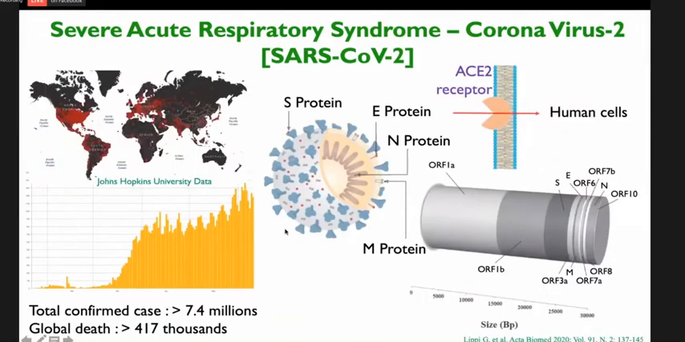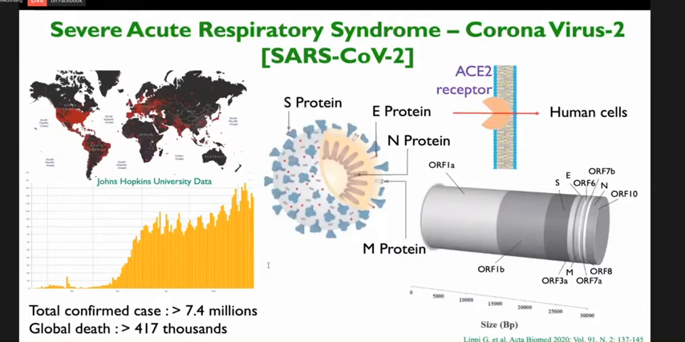SARS and MERS altogether caused less than 2,000 deaths, while COVID-19 has already affected over 7.4 million people with a global death toll of over 417,000. We are still quite far from the over 50 million casualties that we saw during the Spanish flu pandemic in 1918, but it has been calculated that COVID-19 may result in similar casualties if appropriate preventive measures are not undertaken.